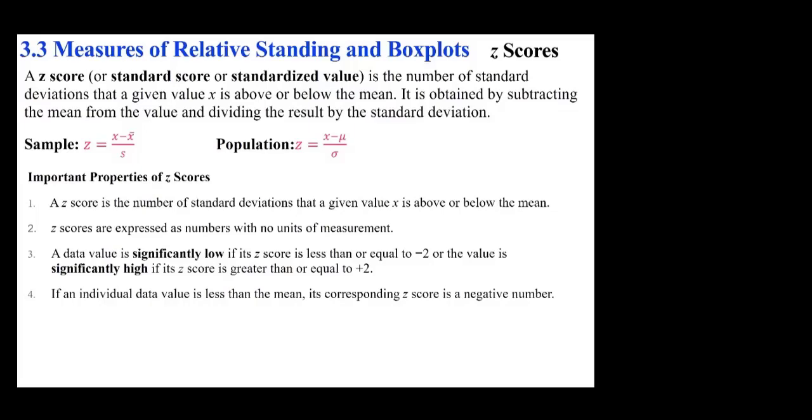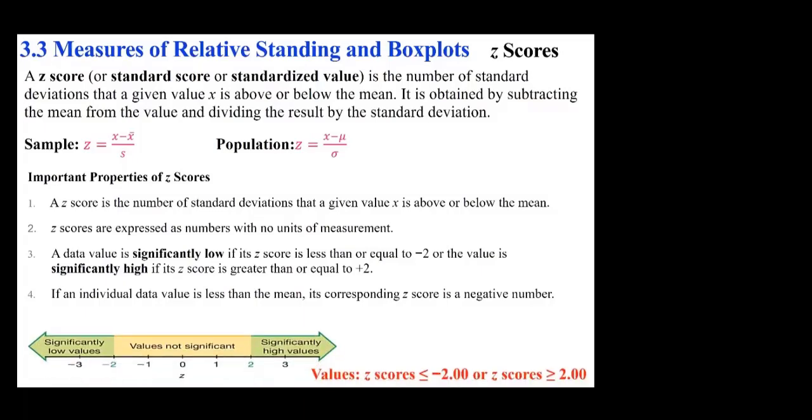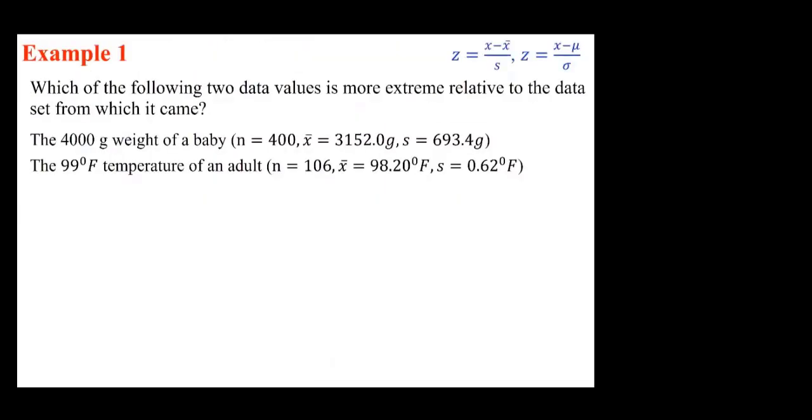And that 2 and -2 that you see, remember mu plus or minus 2 sigma, 2 sigma to the right, 2 sigma to the left. Those are the concepts that we've seen. So the same thing that was discussed previously as far as the empirical rule and the range rule of thumb is concerned. Let's see what we mean by that. Let's start with a very simple example. Which of the following 2 data values is more extreme relative to the data set from which it came?